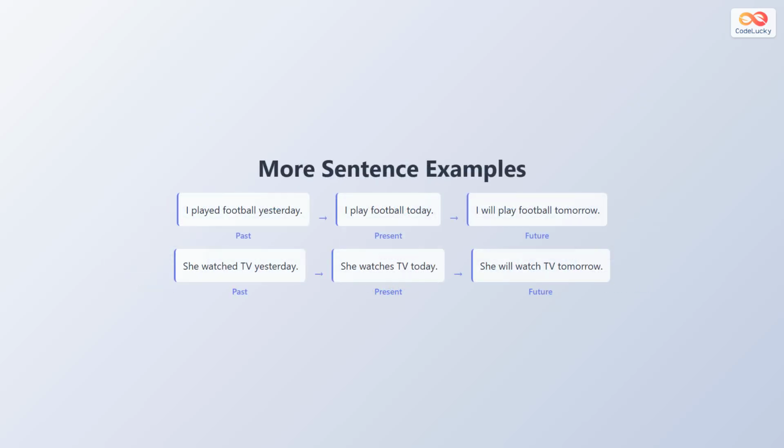Let me show you 2 more examples. She played football yesterday, she plays football today, and she will play football tomorrow. Also, she watched TV yesterday, she watches TV today, and she will watch TV tomorrow. You can use these time words with many different activities and sentences.